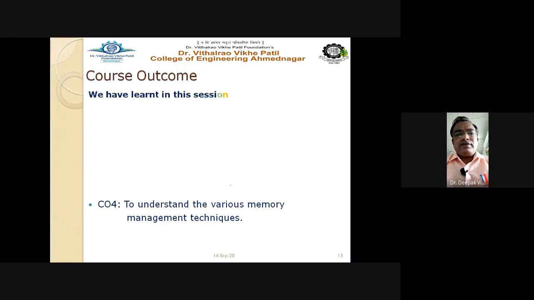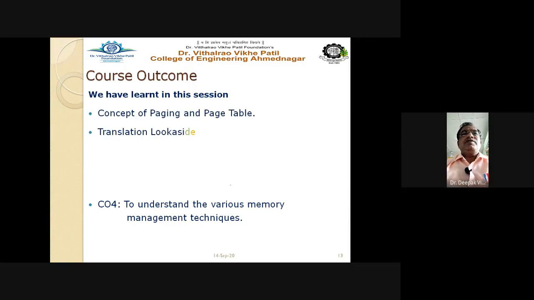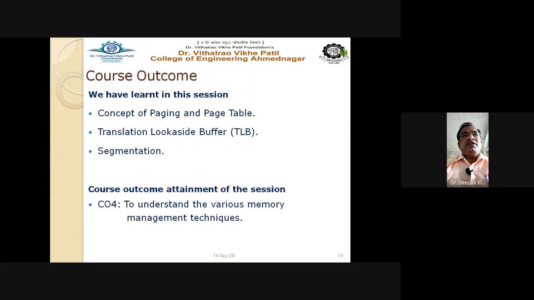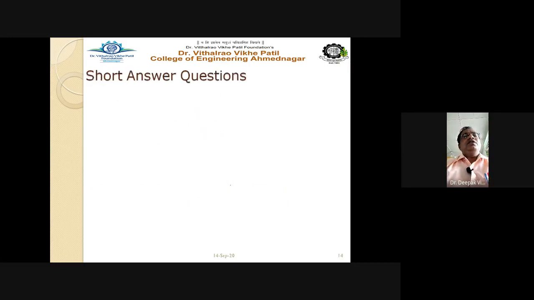So here we have completed this topic, paging and segmentation: the concept of paging, the page table, the translation lookaside buffer, and the segmentation concept, and the course outcome to understand the various memory management that is going on.